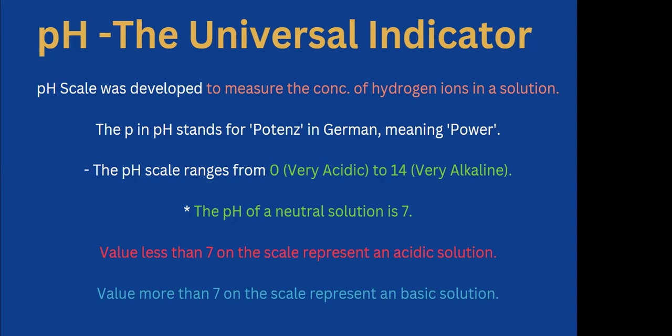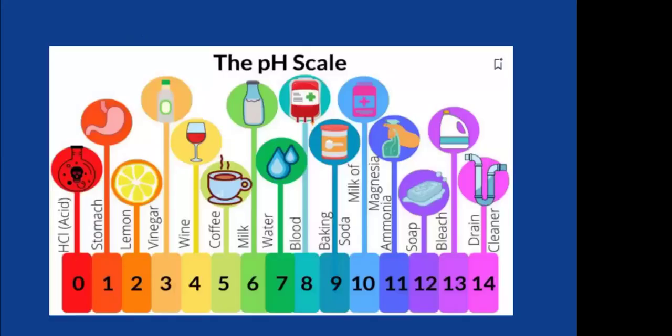So a value less than 7 on the scale represents an acidic solution and a value more than 7 on the scale represents a basic solution. As it goes near to 14, it turns out to be a strong base. As it goes near to 0, it turns out to be more acidic in nature. This is a general picture of a pH scale with the color combinations. If the pH is 0, it's a bright red color, which is a sign of danger also. So if it's bright red, it's a danger. It means that thing is going to be very corrosive in nature.